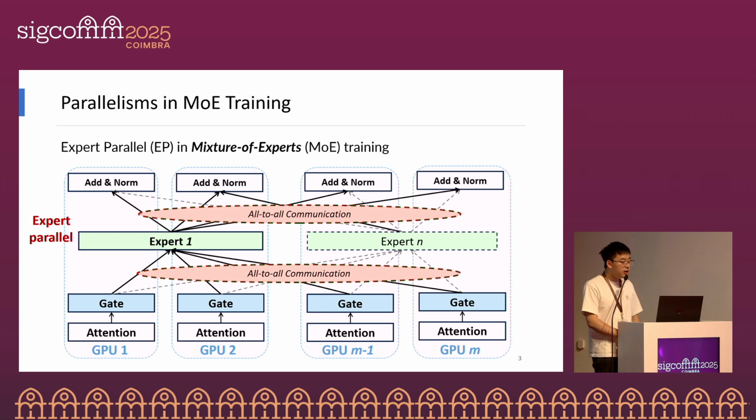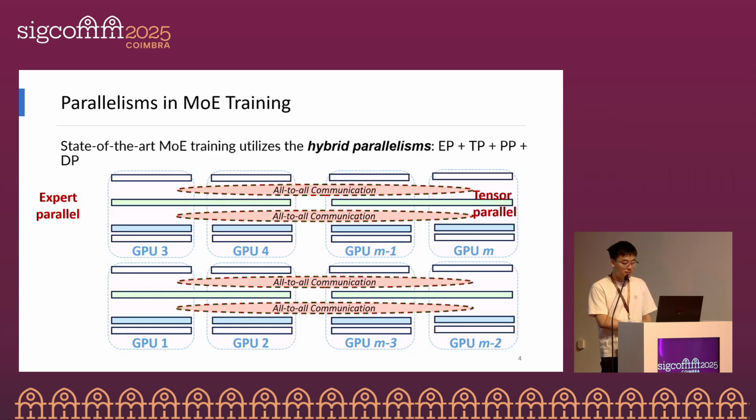In addition, if a single expert is too large, we need to partition its model across a local subset of GPUs. This is called tensor parallelism, or TP. Together with other parallelisms, including cross-stage pipeline parallelism and cross-model-replica data parallelism, they form the whole training graph of large-scale distributed MoE training across thousands of GPUs.